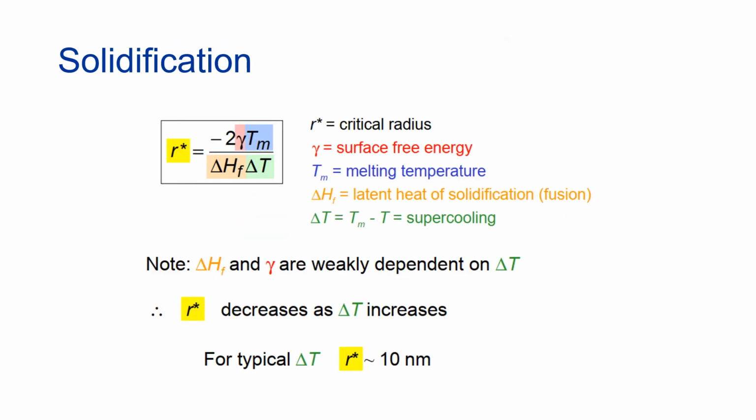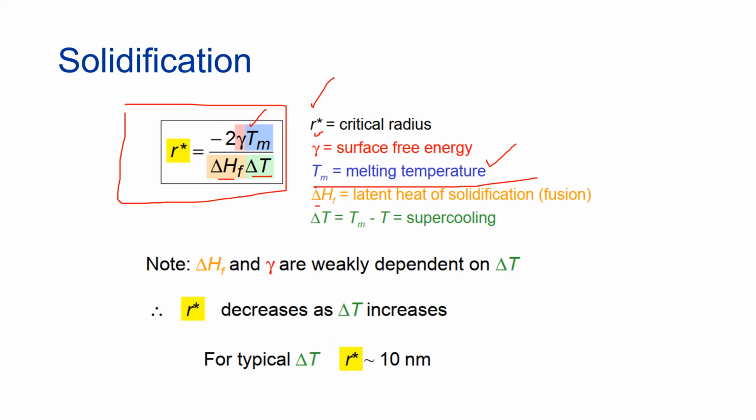Solidification. We have already explained this formula. r* is equal to -2γTm over ΔHf times ΔT. Over here r* is the critical radius, γ is the surface free energy, Tm is the melting temperature. We have solved the above example for the melting temperature when the substance was gold. ΔHf is the latent heat of solidification, fusion. ΔT is Tm minus T.